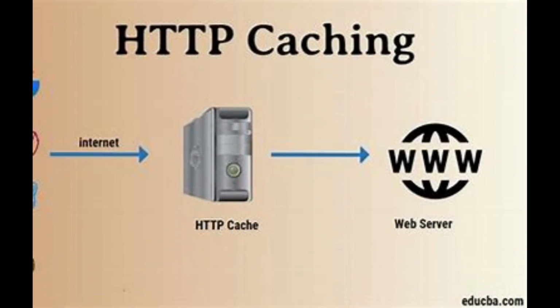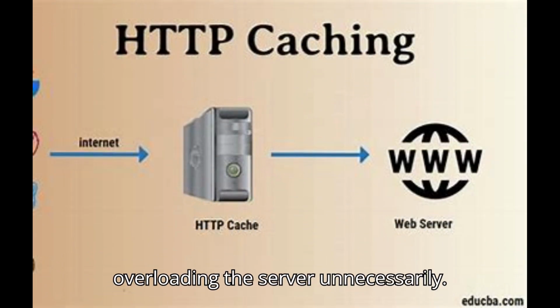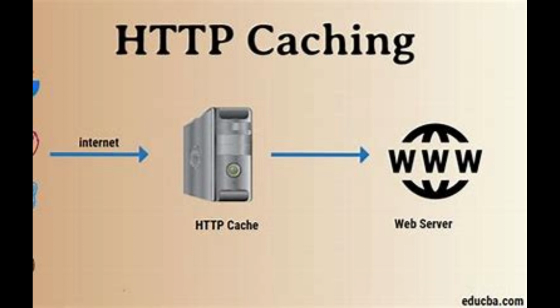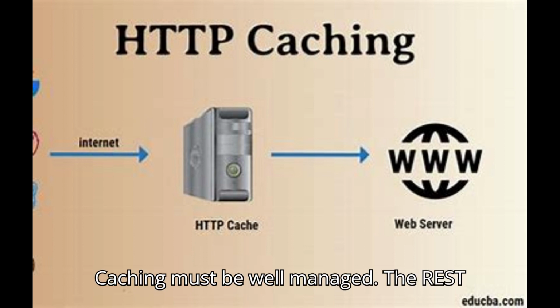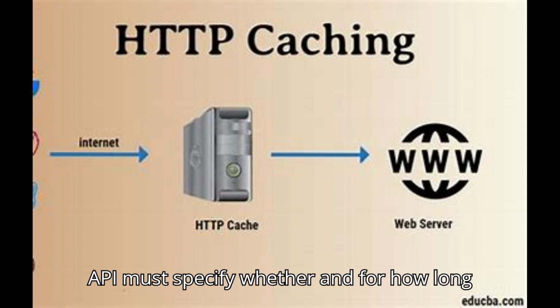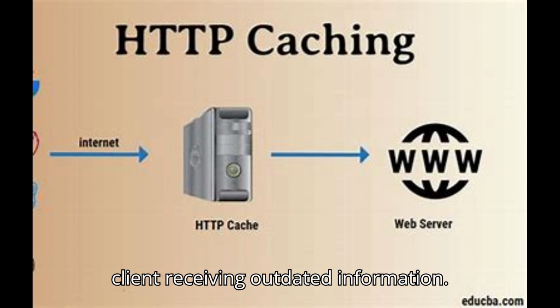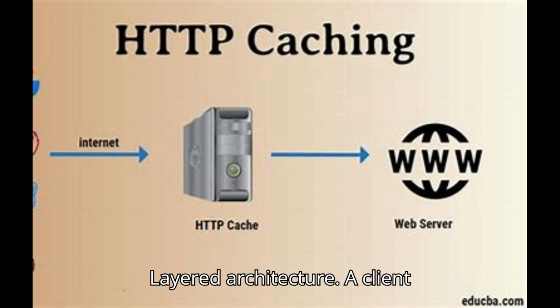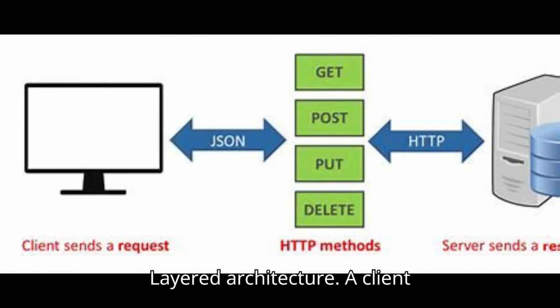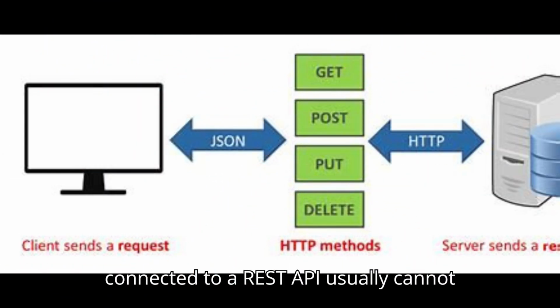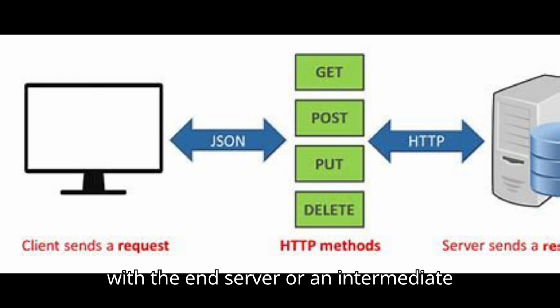Caching. Responses can be cached to avoid overloading the server unnecessarily. Caching must be well managed. The REST API must specify whether and for how long a response can be cached to avoid the client receiving outdated information. Layered architecture. A client connected to a REST API usually cannot distinguish whether it is communicating with the end server or an intermediate server.